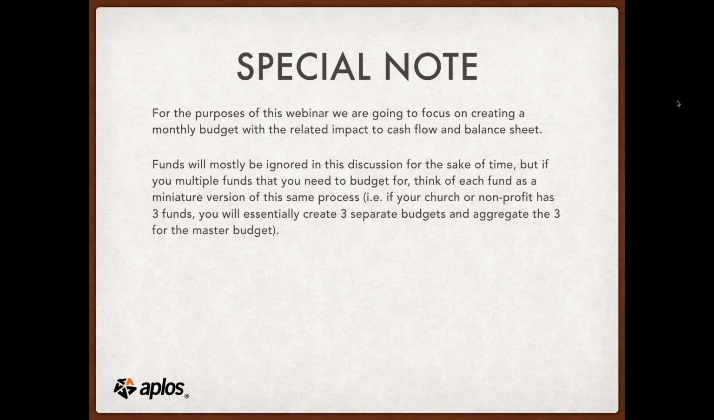So in that case, you'd create a budget for the general fund, a budget for the missions fund, and a budget for the building fund. All three equal the master budget, but each of the three is its own independent forecast or goal for that specific fund or purpose or project or whatever you're handling there.